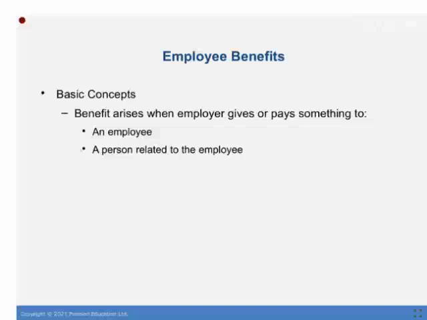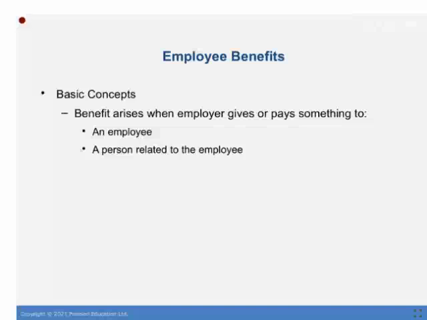So income from employment, everybody's pretty familiar with getting a salary or an hourly wage, but we can also have other benefits. So employee benefits, the slide here in front of you, benefits arise when an employer gives or pays something to an employee or a person related to the employee. So we can't avoid the tax by the benefit being given to, say, a spouse or something like that. Sometimes it can accrue back to the original person.